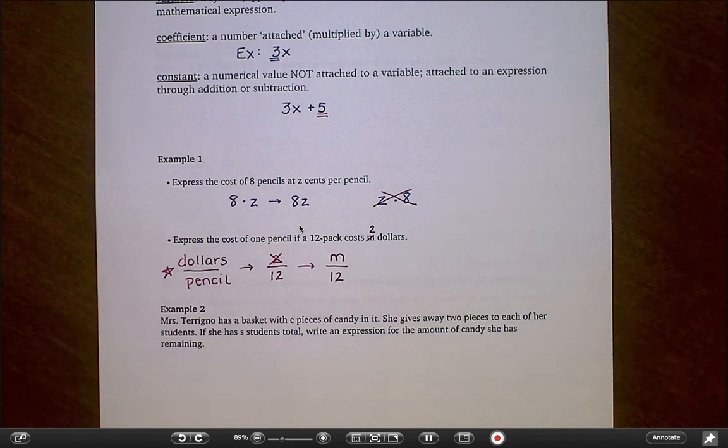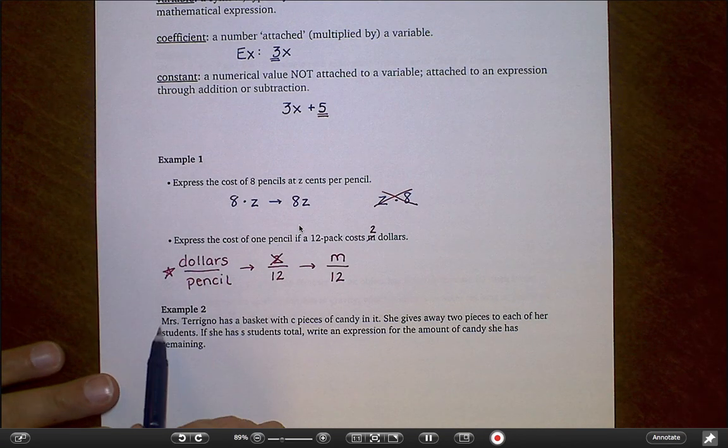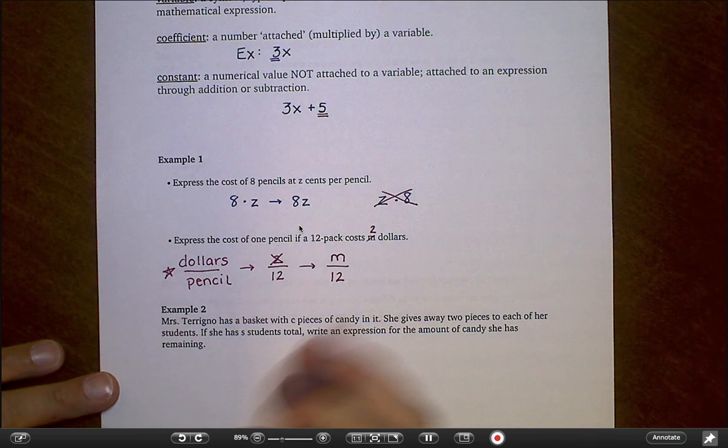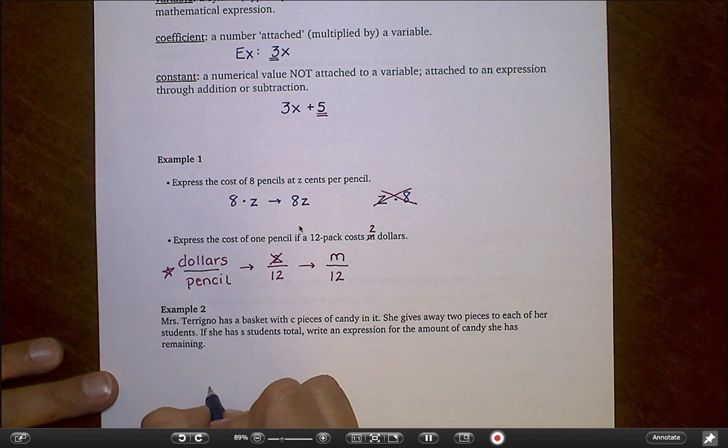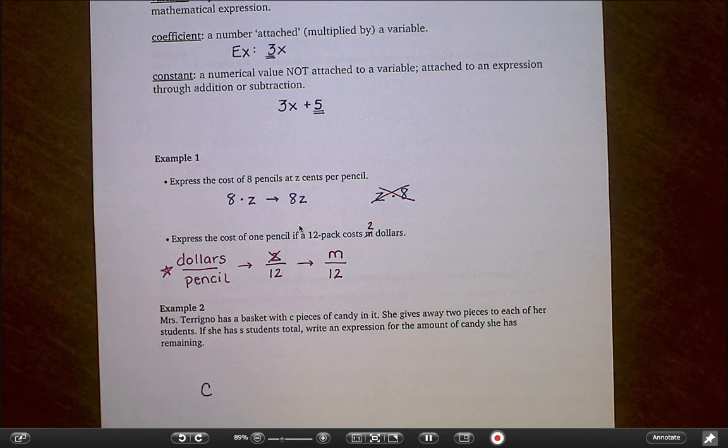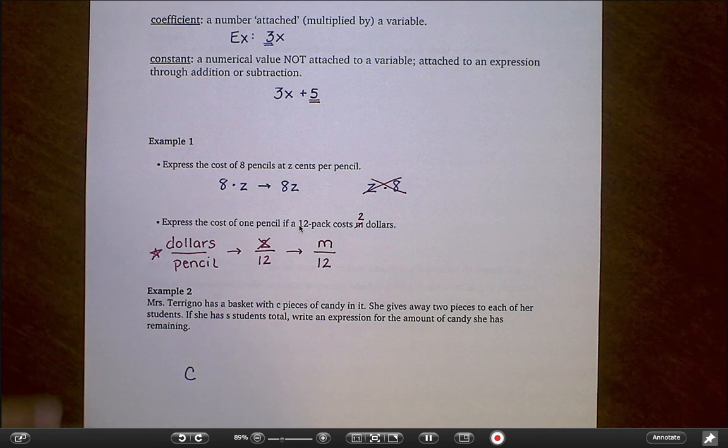All right, so I'm going to take this thing, which is in a lot of words, right? And I'm going to translate it word for word into a mathematical expression. So I'm going to say Mrs. Trigno has a basket with C pieces of candy in it. So right now I have C pieces of candy. Okay, I know for sure I can start with that.